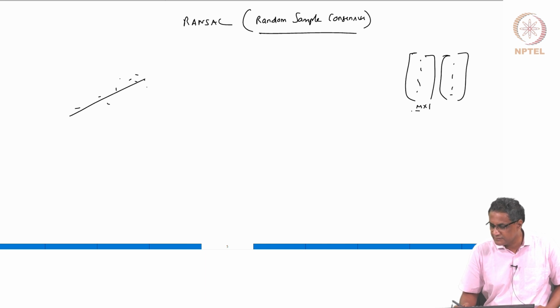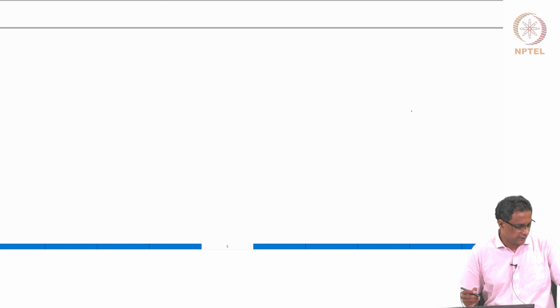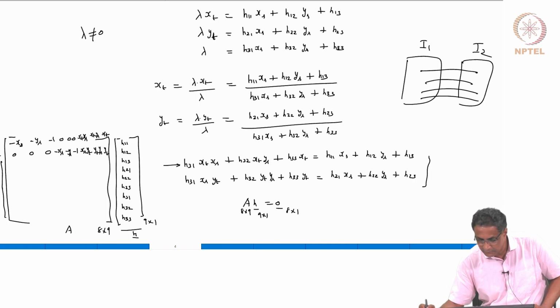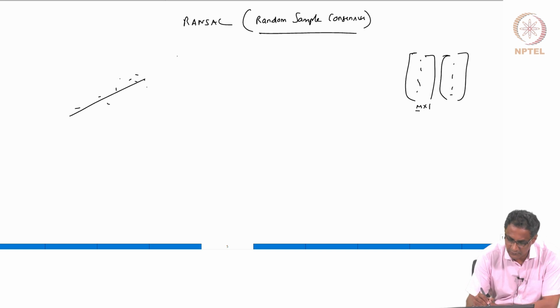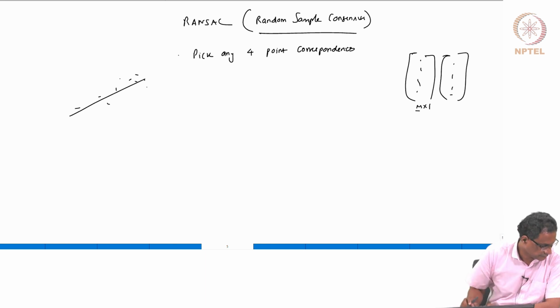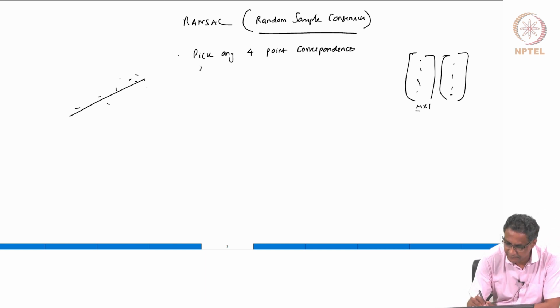Therefore, what we will do is, I will just write down the steps quickly, because it shouldn't take long. Pick any 4 point correspondences, and solve for h.